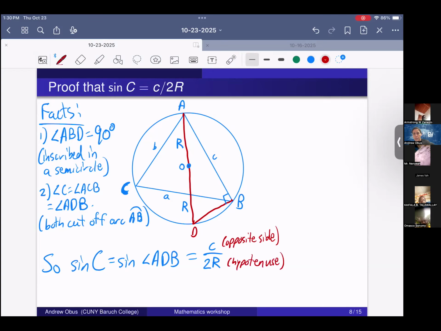And so this is exactly what we wanted, right? We wanted that sine C equals c over 2R, and that's exactly what we get. Sine C is equal to c over 2R. So I'm just going to box this.